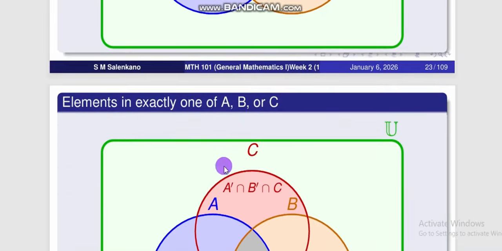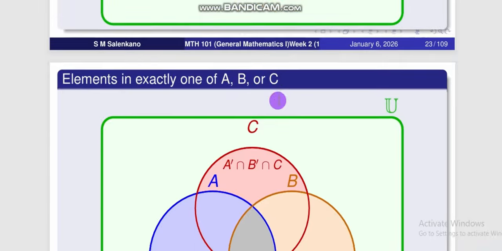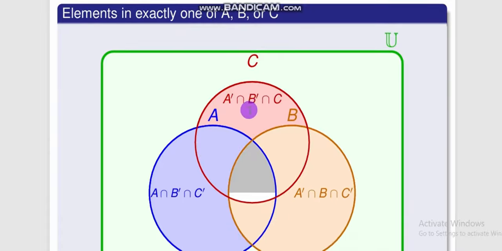Then we are going to see elements in exactly one of A, B, C. For this one and this one, we did them before. Now we focus on this one. What about C? This is the region, right? In this region you don't have A, you don't have B. What you have is C. But because they are outside A and B, they are part of A complement, they are part of B complement, right?